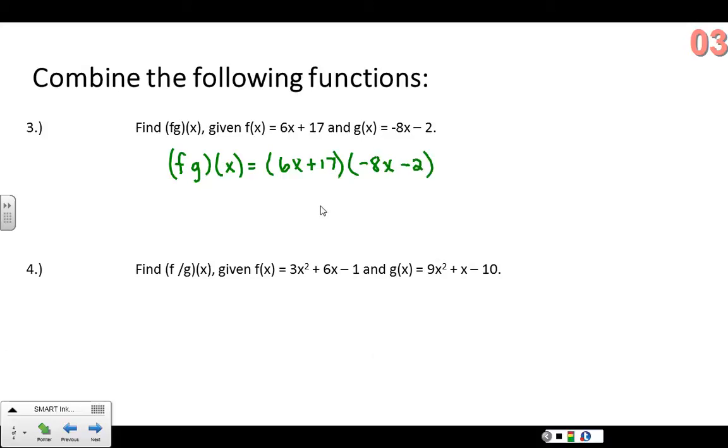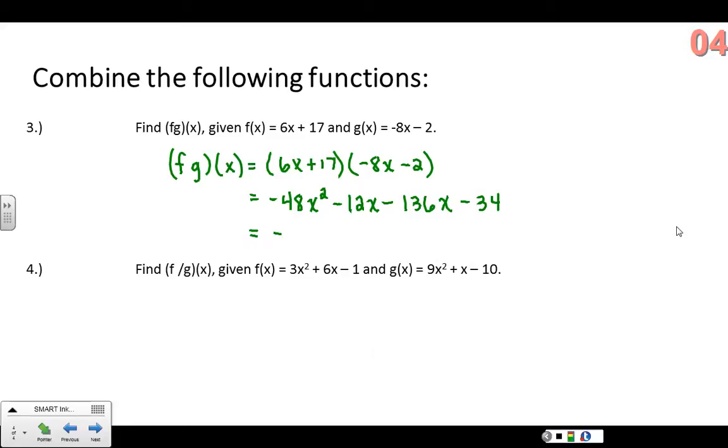Now in this example, it just so happens they're both binomials, so all I will do is the FOIL method to combine those. So first, outer, inner, last. First, 6x times minus 8x is negative 48. X times x would make x squared. Outer terms, 6x times minus 2, that's negative 12x. Inner, 17 times negative 8 would be negative 136x. And then lastly, 17 times negative 2 is negative 34.